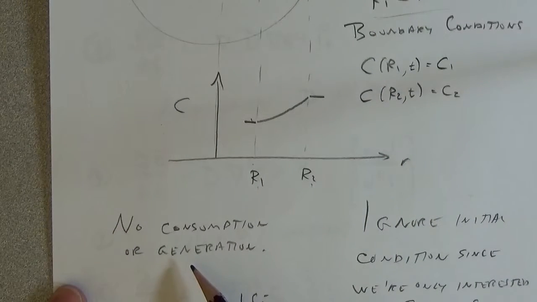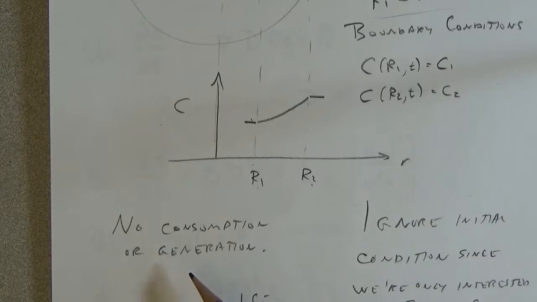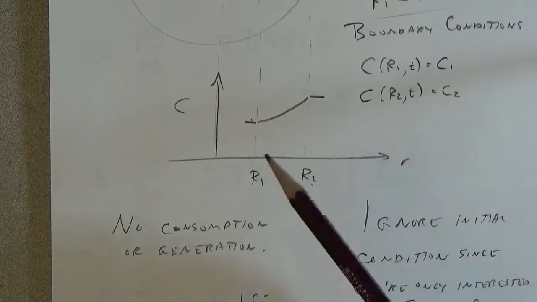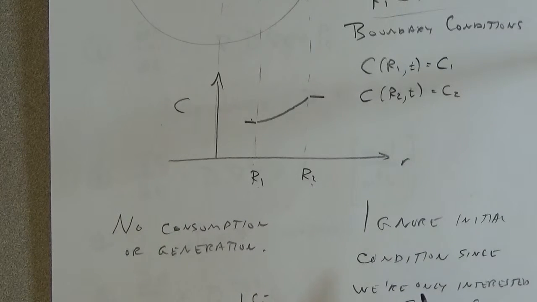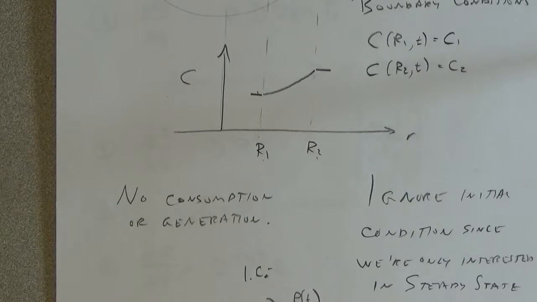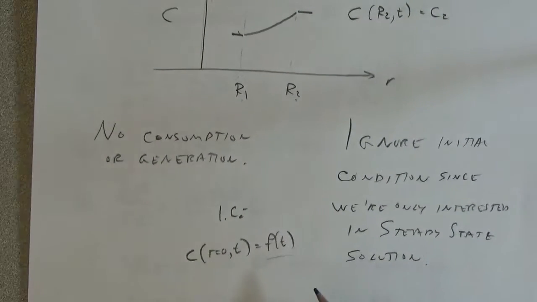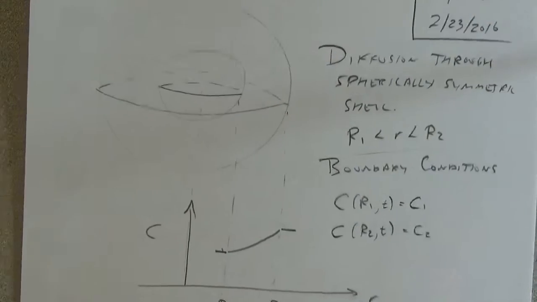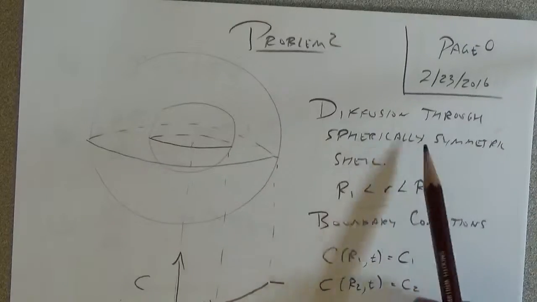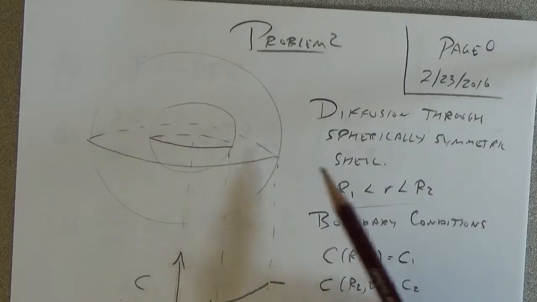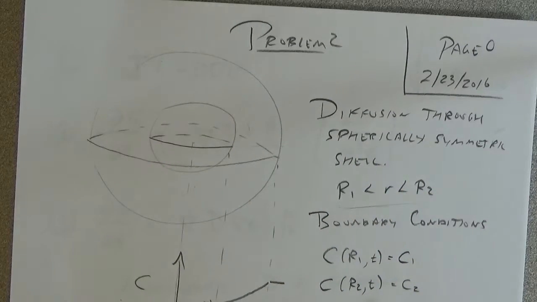We're going to say there's no consumption or generation of mass, which means that our little rho sub c is going to go to 0. And we can treat our initial condition as just some f of t, because we're actually going to get rid of that and solve this as a steady state problem. And again, because this is a spherically symmetric system, we're only going to deal with radius, and theta and phi are going to go away.